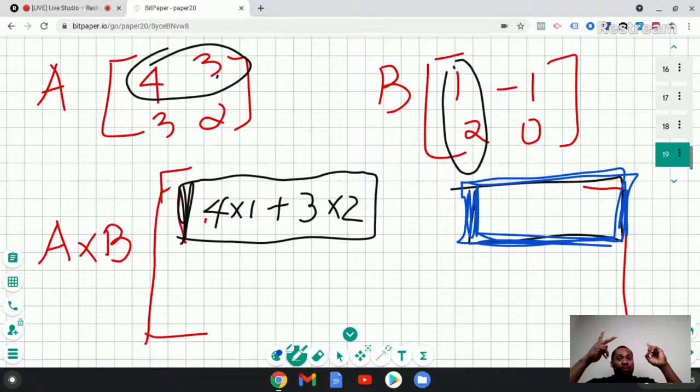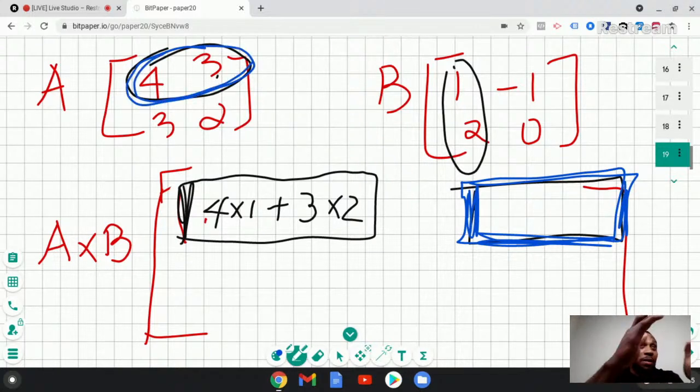So first row, second column. First row of the first matrix, multiply by the second column of the second matrix. So the first row of the first matrix, 4, 3, a dot product with the second column of the second matrix. The position is first row, second column. And that's how you know which elements you're going to multiply by which element, because it doesn't work out the way that you would think when you have the 4 multiplied by 1, 3 multiplied by -1. Otherwise, this would be a piece of cake.